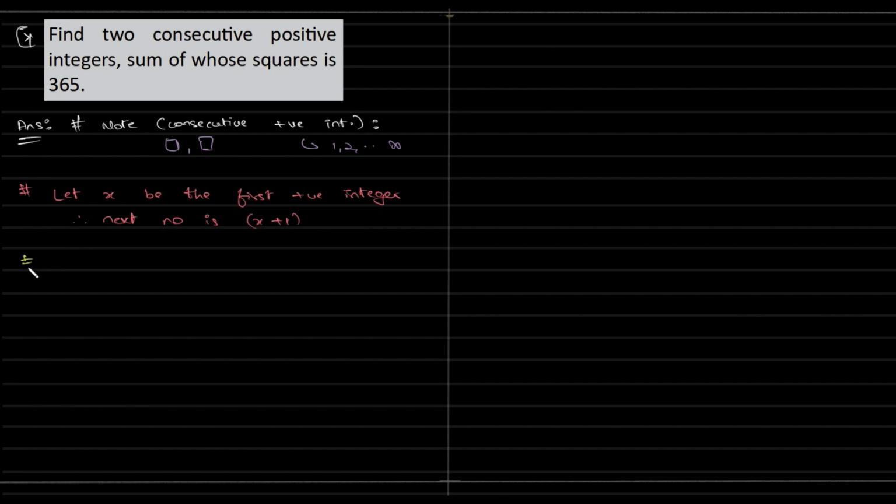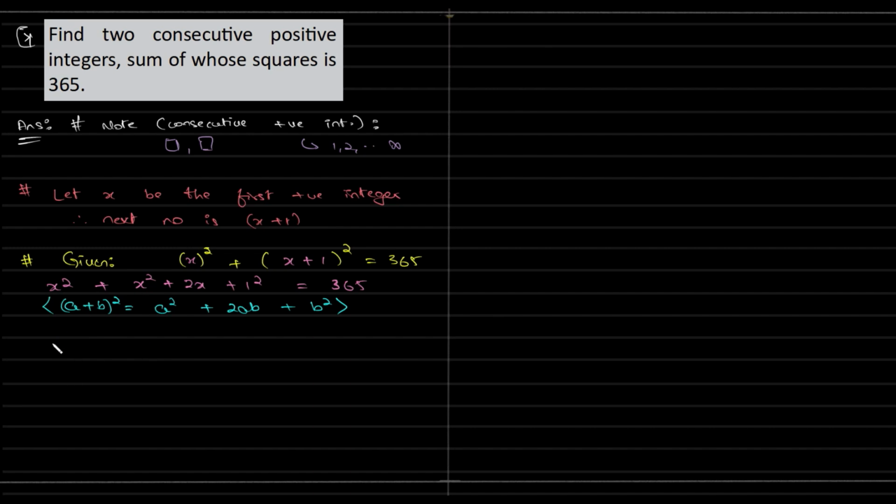Now let's write the given. The given is the sum of squares of the numbers is 365. So x squared plus (x plus 1) the whole squared is 365. So this is x squared plus x squared plus 2x plus 1 is equal to 365. Here we have used (a plus b) the whole squared, which is a squared plus 2ab plus b squared.